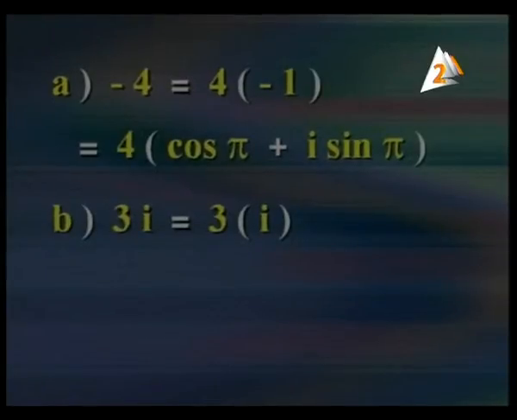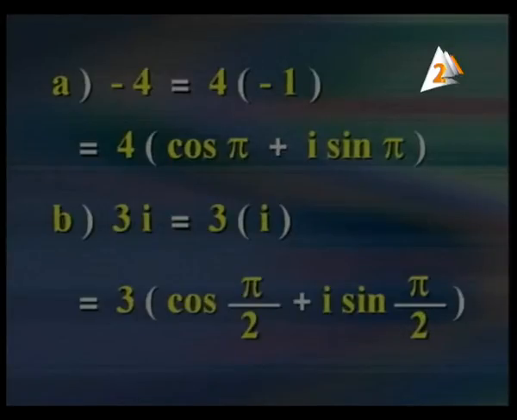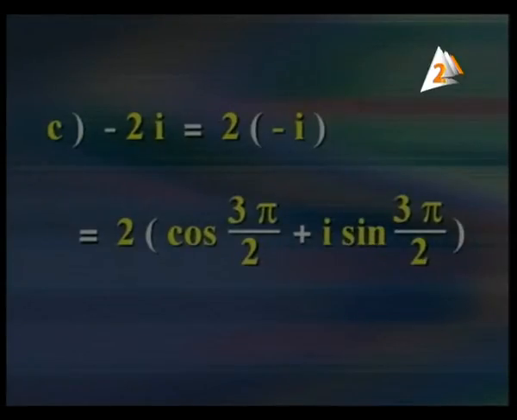3i. What do you mean by 3i? 3 multiply i. What is i? Yes, cosine 90 plus i sine 90, or cosine pi over 2 plus i sine pi over 2. We represent 3i in the form 3 multiply bracket containing cosine pi over 2 plus i sine pi over 2. Negative 2i. What do you mean negative 2i? Negative 2 multiply i means 2 multiply negative i. What is negative i in trigonometry form? 2 multiply cosine 3 pi over 2, or 270, plus i sine 3 pi over 2.